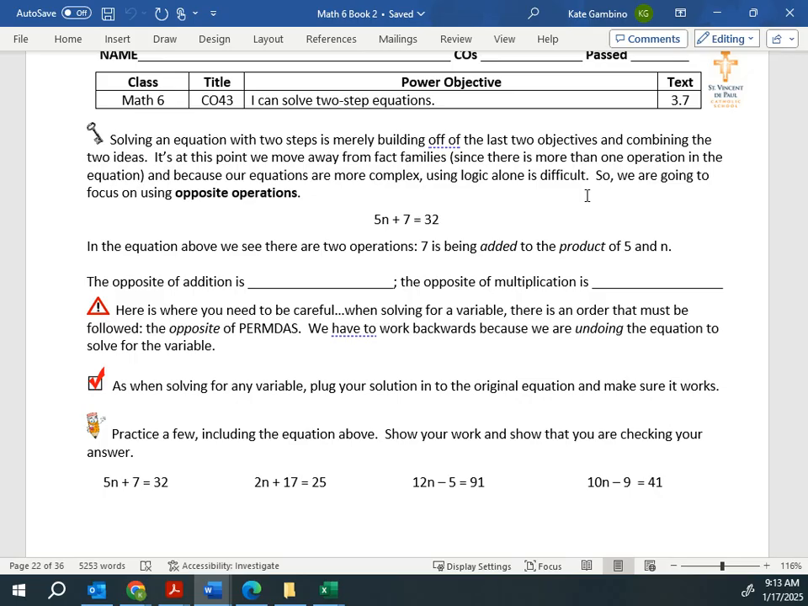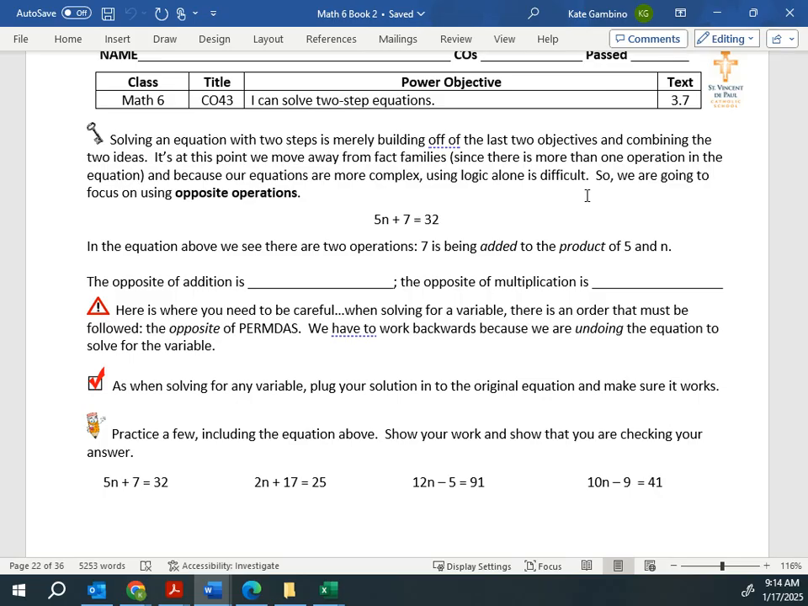I will be here after school Wednesday and Thursday to help with any retakes from previous tests and to help if anybody has questions about this test. So if you want help with this test, come after school Wednesday, so we can be ready for that test on Thursday. All right, CO43.